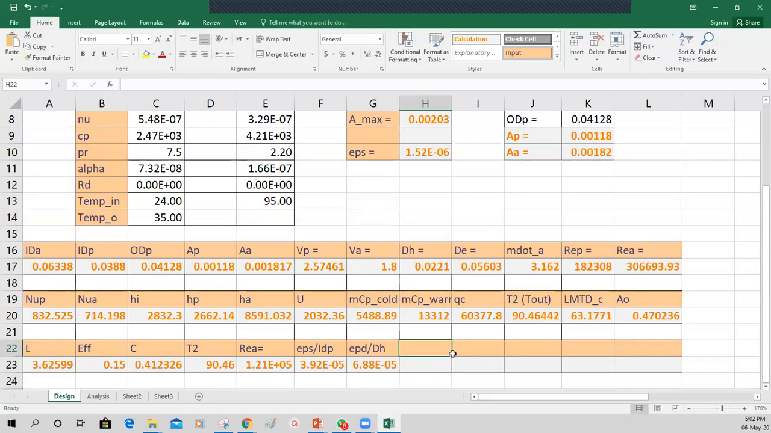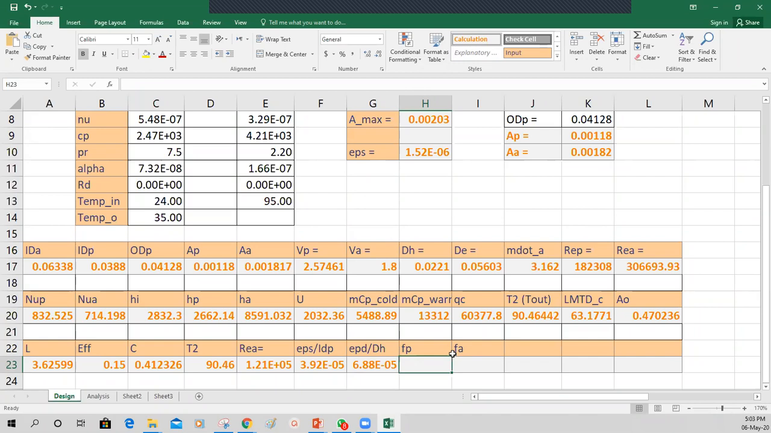Now we can look at the chart, or if you have the equation, you can type it in Excel and calculate the friction factor. So can you tell me what friction factor you can see from the chart corresponding to this Reynolds number and this epsilon? The f for the pipe side and f for the annulus side. Can you tell me? Yeah, just a moment. Yes, please.